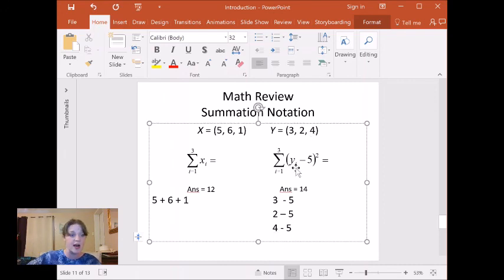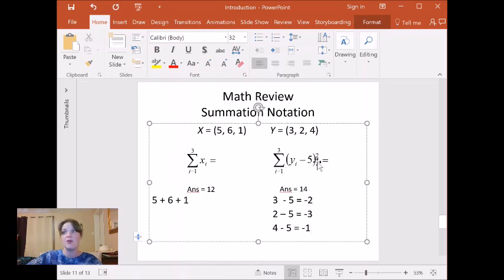I believe I used the example of caffeinated beverages here, right? And so now I end up with 3 minus 5, which is negative 2. 2 minus 5, which is negative 3. 4 minus 5, which is negative 1. But I'm not done, because this equation over here is telling me to do one additional thing.